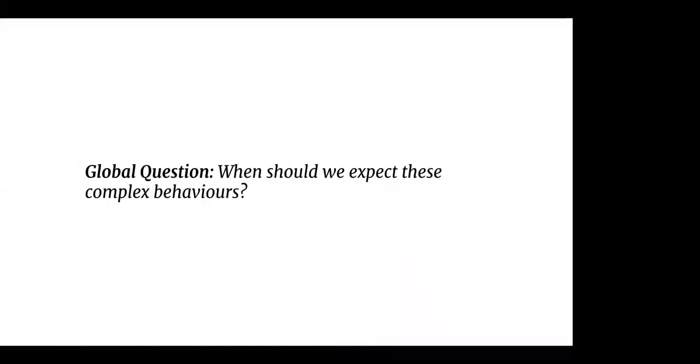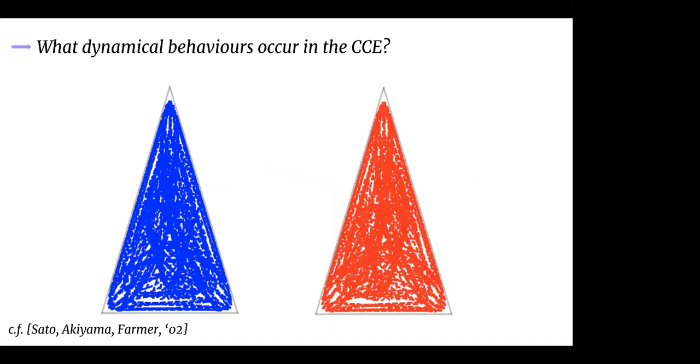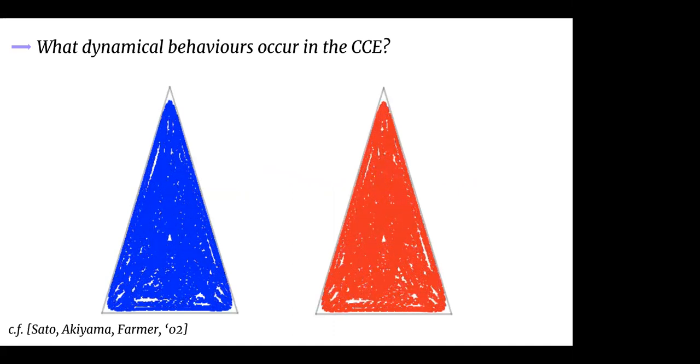So at this point, what we'd like to see is, well, we don't have guaranteed fixed point behavior. We know that we can get complex behaviors coming out of this. When should we actually expect these complex behaviors? One problem that you might want to look at is, okay, well, we've been looking at 2-player games so far. What about 3-player games?